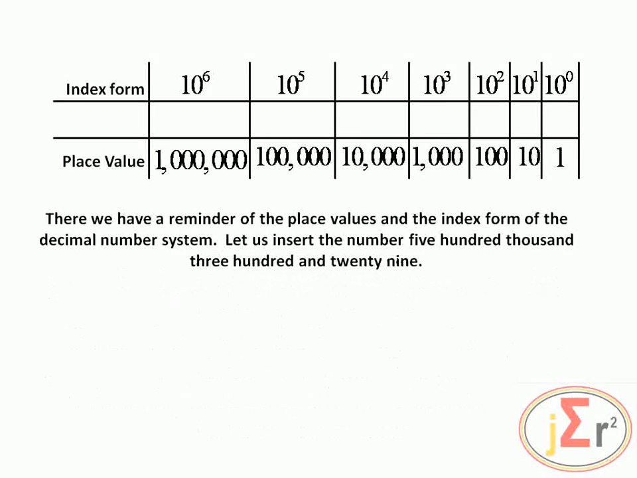Right. There we have a reminder of the place values and the index form of the decimal number system. And of course we have used the binary number system just now, and we are showing that they are analogous to each other. So let us insert the number 500,329. And of course we see that some of the place values are not contributing any value to the overall number, but we have place holding zeros right there.